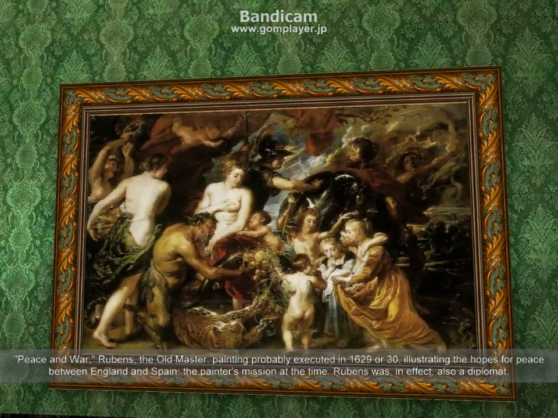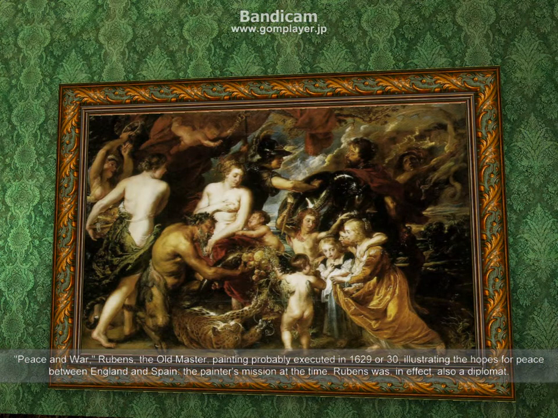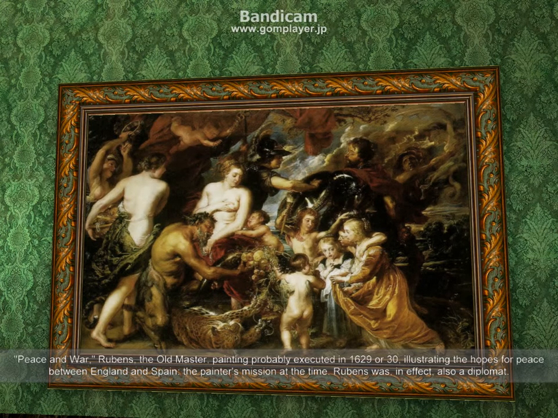Peace and War, Rubens, the Old Master, painting probably executed in 1629 or 30, illustrating the hopes for peace between England and Spain, the painter's mission at the time. Rubens was, in effect, also a diplomat.